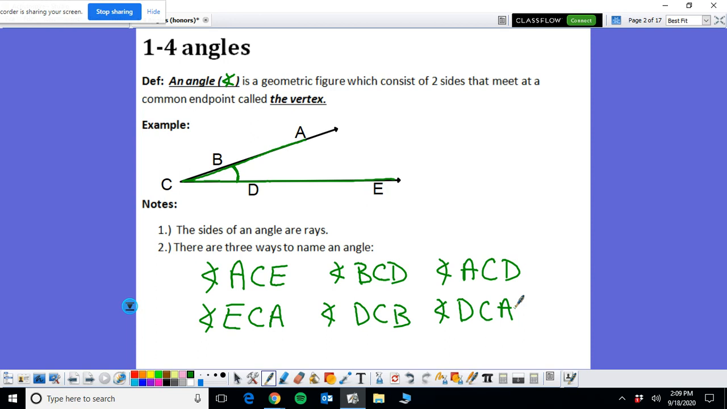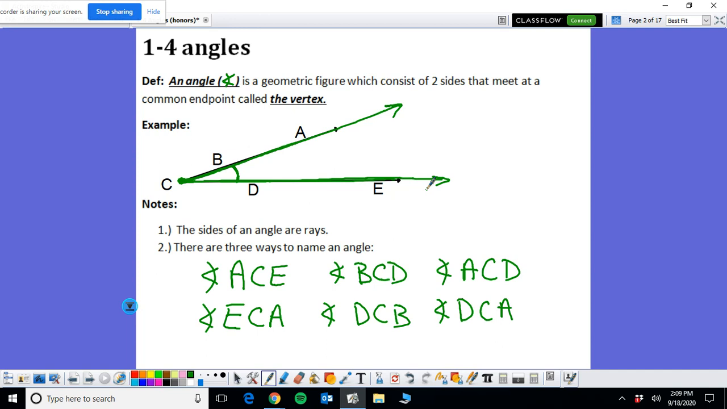So what I really want you to focus on: what is the middle letter in each of these? If you look, the middle letter is C in every one of them. So that's called the vertex. I think of it like the point of the angle, kind of. It's like the pivot point, if you will. It's like where the rays kind of start off and shoot off this way forever. So we call it the vertex. And it should be the middle letter every time you name it.